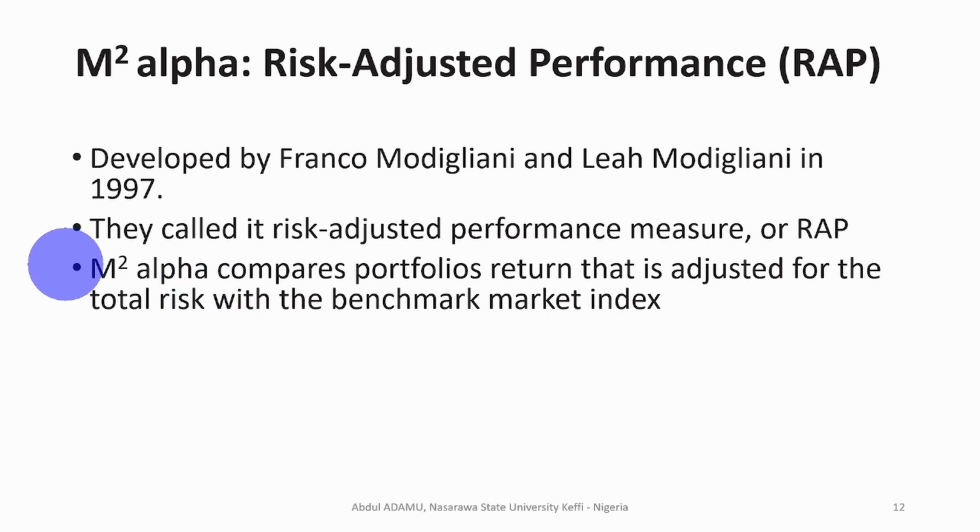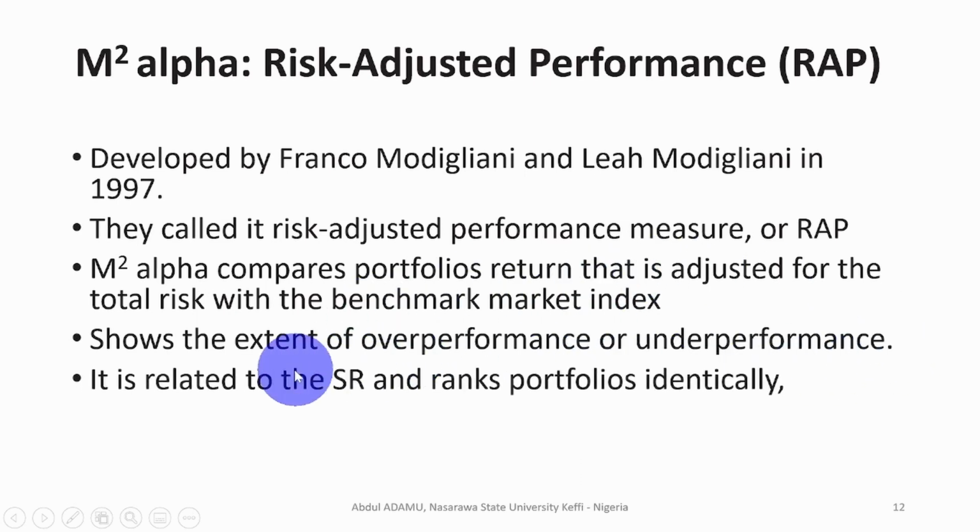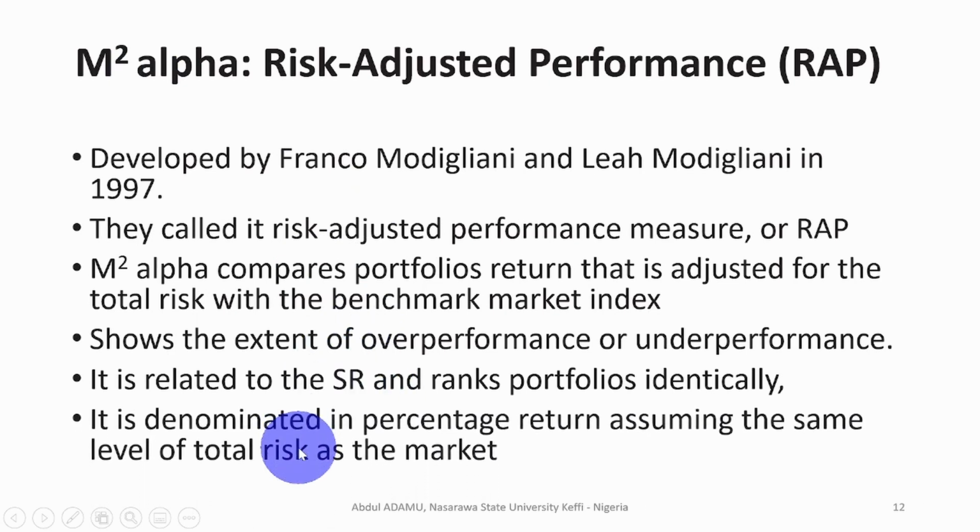MSquare Alpha, which we'll see later how it will be calculated, compares portfolio return that is adjusted for the total risk with the benchmark market index. It shows the extent to which the portfolio has overperformed or underperformed. It is related to the Sharpe ratio and also ranks portfolios identically. We are going to see later that the formula for MSquare is an extension of the Sharpe ratio. It is denominated in percentage return by assuming the same level of total risk as the market.